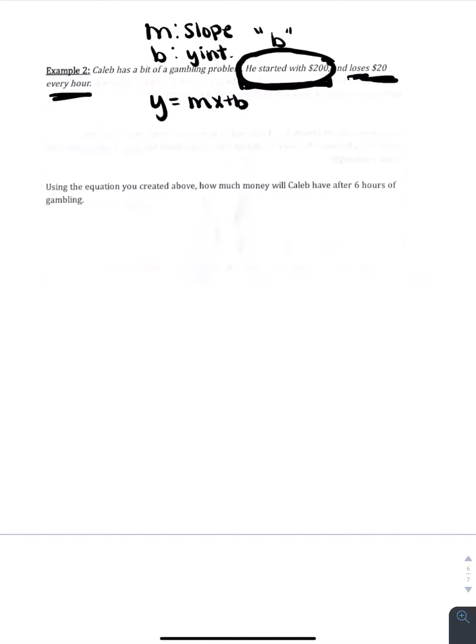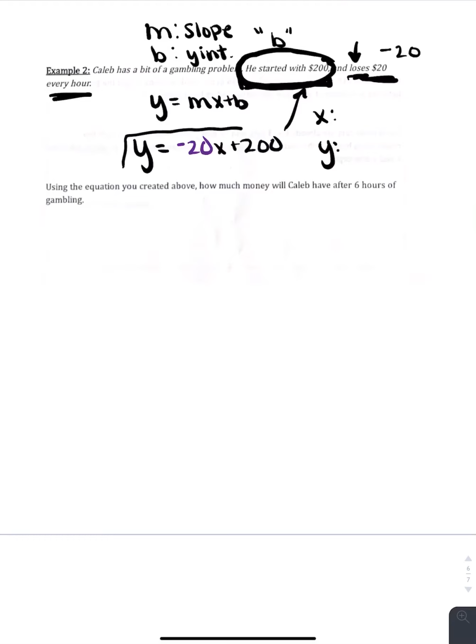So since he's losing, that's going to be like a minus 20. So your equation here will be y equals your slope, which is negative 20, x plus the $200, which was the y-intercept. Just labeling what x and y are. Actually, sorry, let me slow down a little bit. This is the correct equation that models this situation.